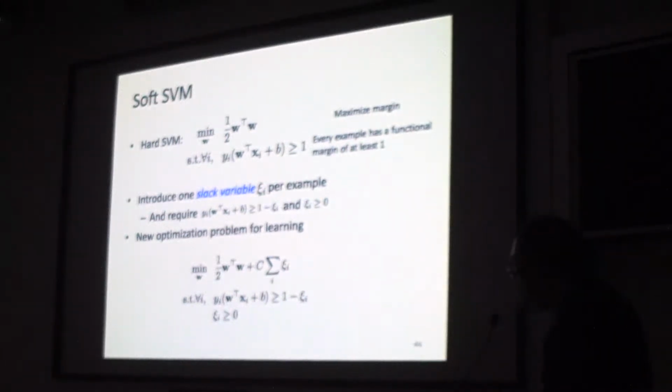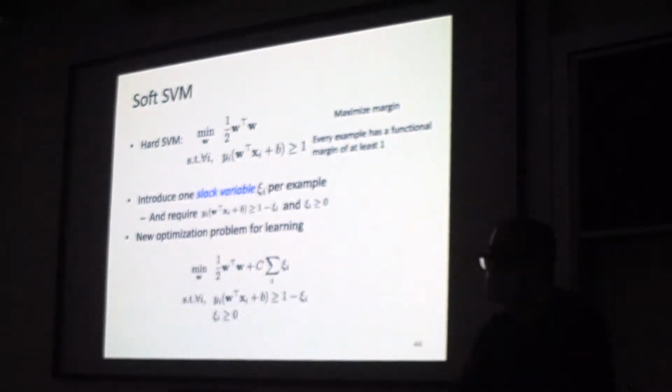Okay, but now let us look at the objective function. In addition to this regularization term, which is to maximize the margin, we also add a summation of all the slack variables multiplied by constant C. We're going to talk about constant C later. But why do we need to also minimize the summation of the slack variables? Any thought?